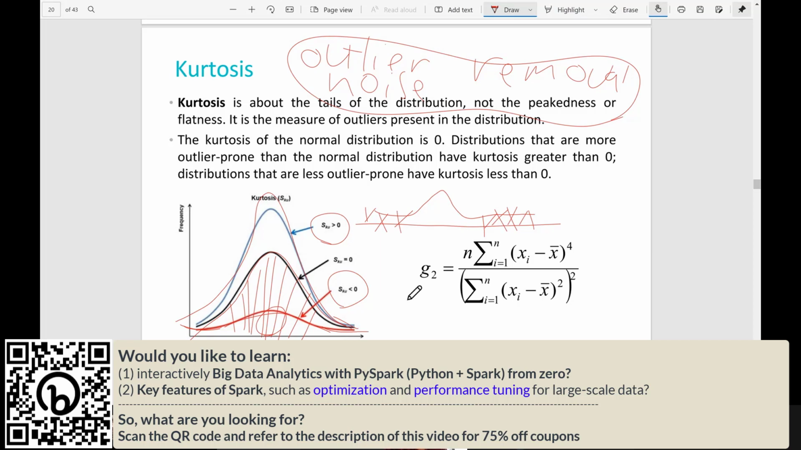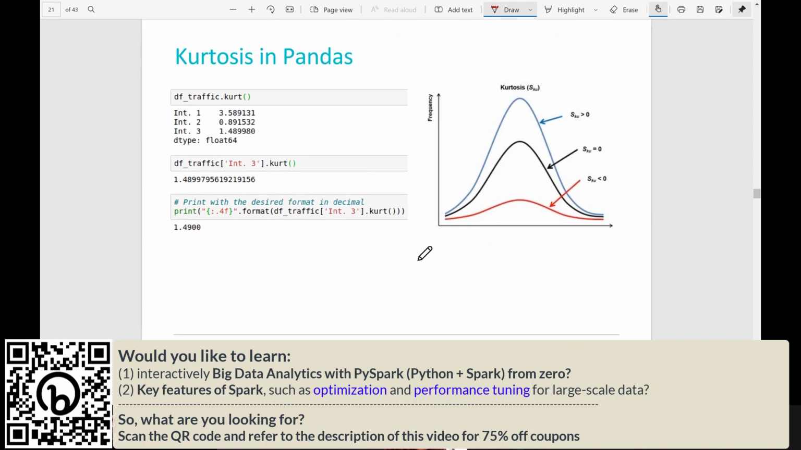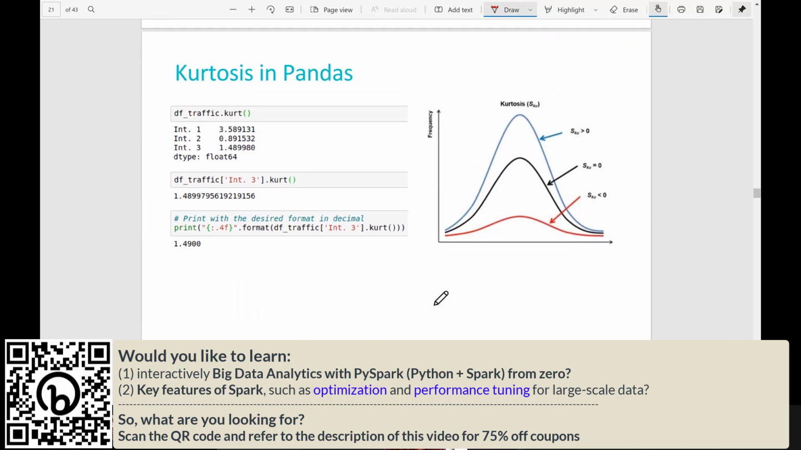And these are data. What is the time? 11. So let's finish this kurtosis, and then we can have a short break.